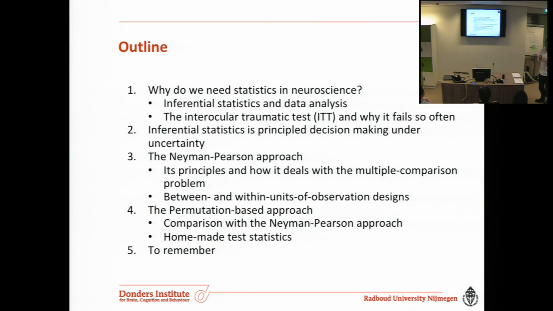So I will focus on this decision-making process and what the principles are that you can use to take rational decisions under uncertainty. And then I will introduce two particular approaches, of which one you know quite well. I call it the Neyman-Pearson approach, because those are the two people that are to be credited for those ideas. But you all know of them. They are null hypothesis, alternative hypothesis, false alarm rate, sensitivity, p-value, decision on the basis of p-value, multiple comparison correction. All of that is part of the Neyman-Pearson framework. And I will introduce another approach, which is conceptually quite different. It's called the permutation-based approach, and I will compare the two. And I will outline relative advantages and disadvantages.